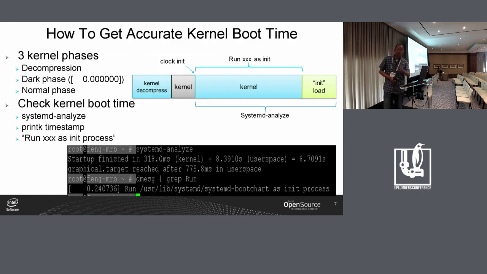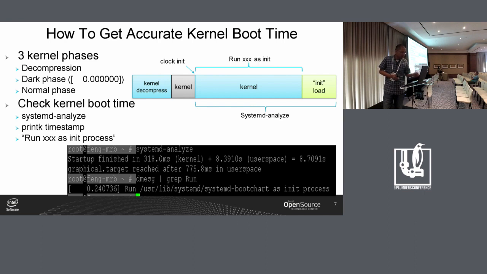Next, to do the boot optimization, we first need to get the accurate kernel boot time. Currently, I think the boot time can be divided into 3 phases. The first part is kernel decompression. The second is the dark phase. We all see in our kernel message log that it starts with some all-zero timestamps, and then normal timestamps. It's all zero because the clock is not initialized yet. So it's just like the sunrise: before the sunrise, it's all dark. We don't know the time.